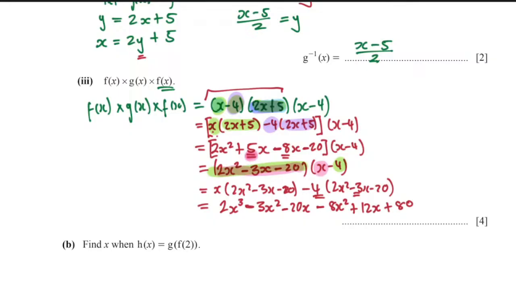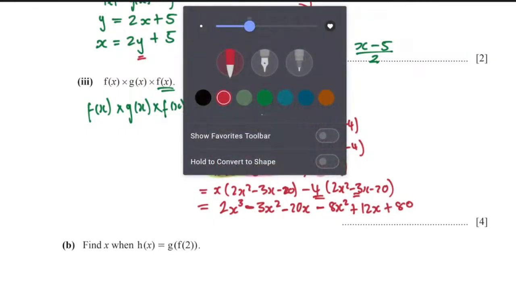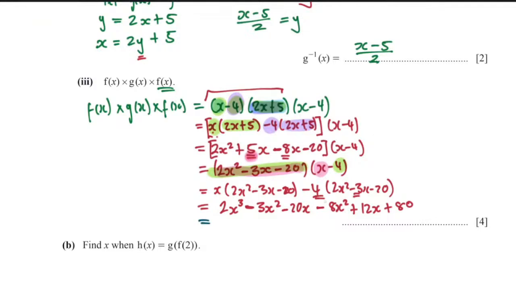Can you see this? Now you can simplify even with your calculator. Anything with x to the power 3 is only 2, so it's 2x to the power 3. Then x squared is minus 3 and minus 8, which becomes minus 11 of x squared. Then x is minus 20, then plus 12, which becomes minus 8 of x. Then the last one is plus 80. So you say 2x cubed minus 11x squared minus 8x plus 80.